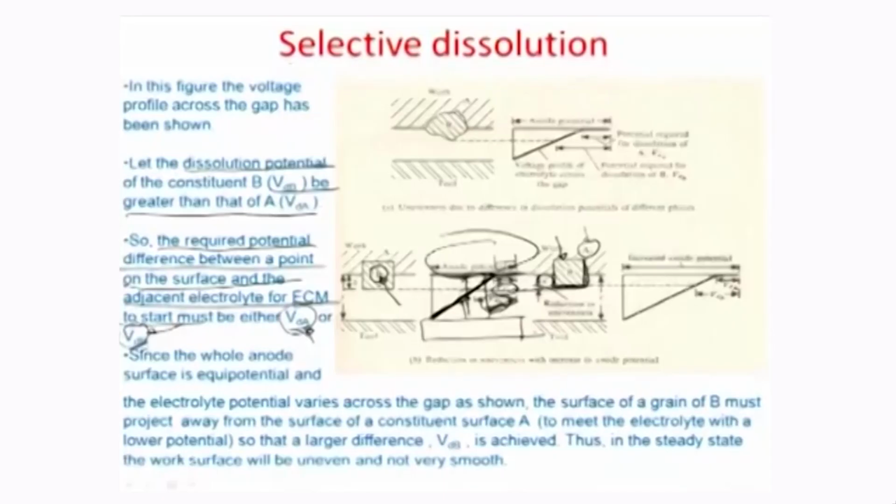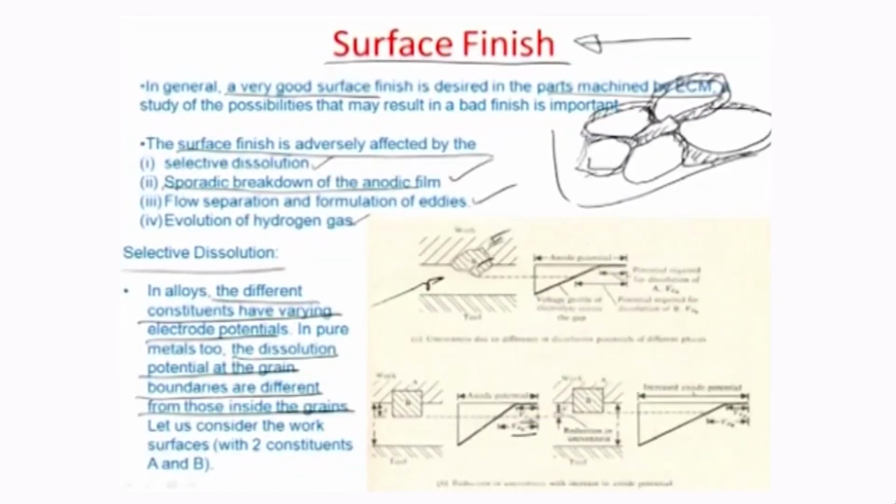Okay. So I think today we are at the end of our lecture, but the other reasons why surface finish may get adversely affected, like sporadic breakdown of anodic film, or flow separation, or evolution of hydrogen gas, we will try to finish in the next lecture.